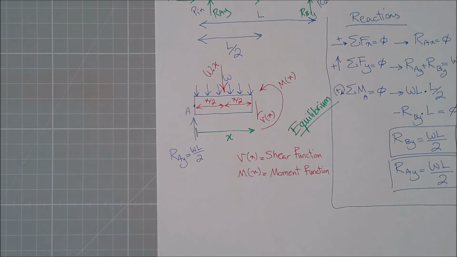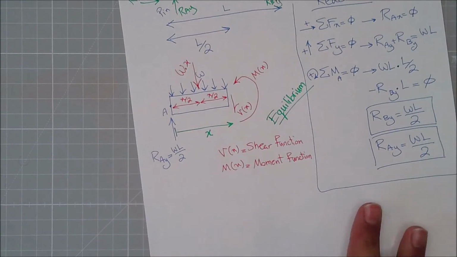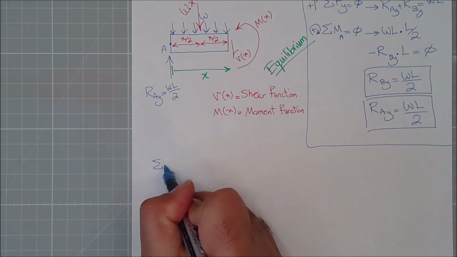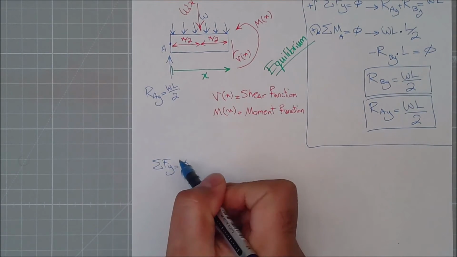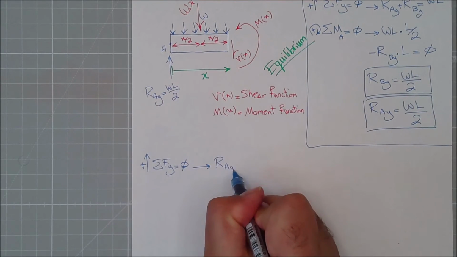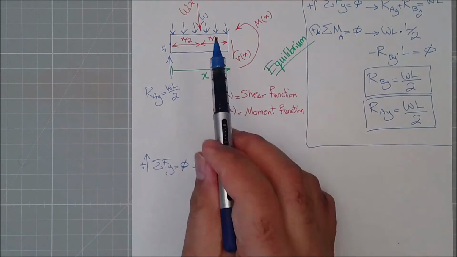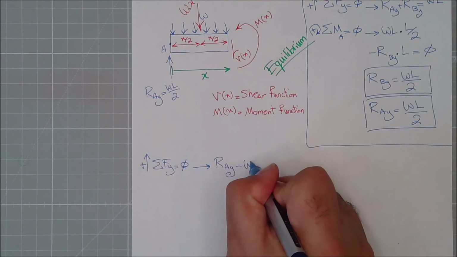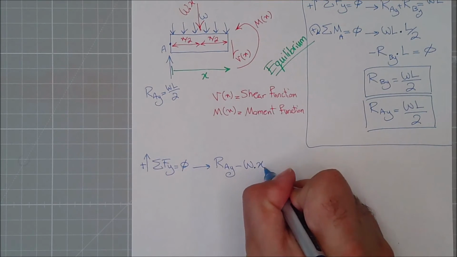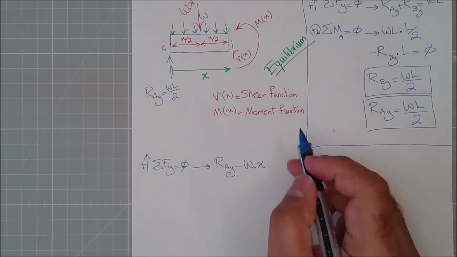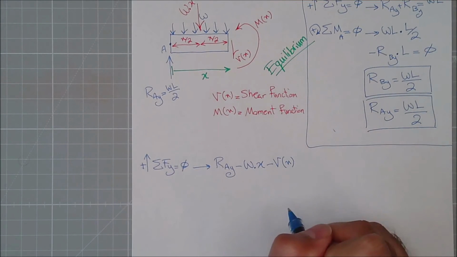Is there any X? There is no X, so I'll forget about it. Let's do summation of all forces in the Y direction. Let's bring this up a little bit so we can see. Summation of all forces in Y equals 0. Let's assume this direction as positive. I have an R_Ay, which I can later replace. I have the concentrated equivalent load, which is coming downward, so it's negative, Wx. And I have this function, V(x), which is coming downward as well. So I put minus V(x) equals 0.